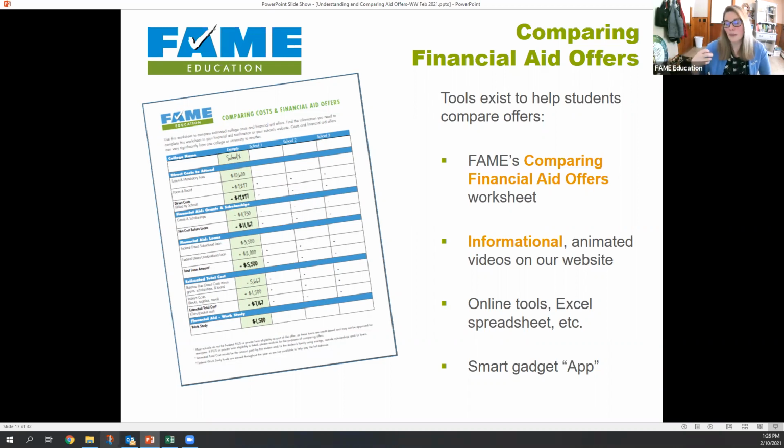You might see one offer of some kind of institutional aid that looks like a big number, but once you do all the math, it's not any better than any of the other offers. So really drilling down and looking at those numbers is important for determining, okay, if financial considerations have to be the deciding factor, you want to make sure you have all of the information at your fingertips.